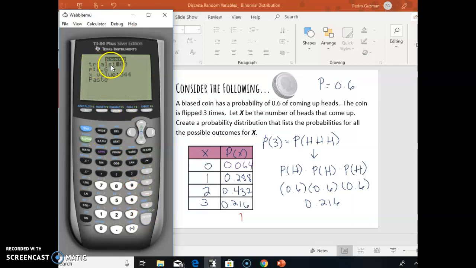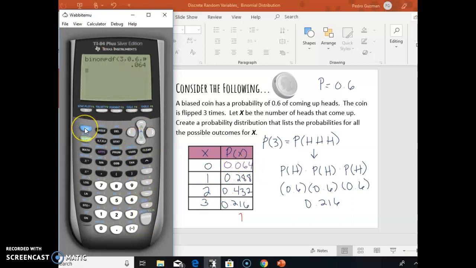Now mine asks me for trials. I'm going to put in how many flips we're doing. We're doing 3 flips. And then the probability of a success for a heads is 0.6. So that's convenient. I already have that in there. And the X value is 0. And then I go to paste and hit enter. Now notice right here you can see the end of the word binom PDF, parentheses, 3, 0.6, 0. This is what those without prompts would type in. Now I'm going to hit enter, and look, we get 0.064.